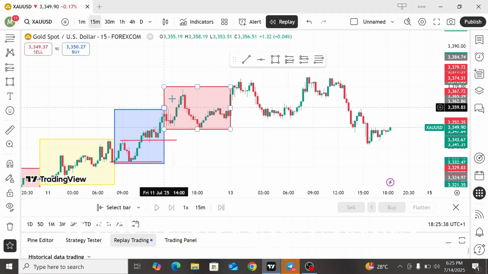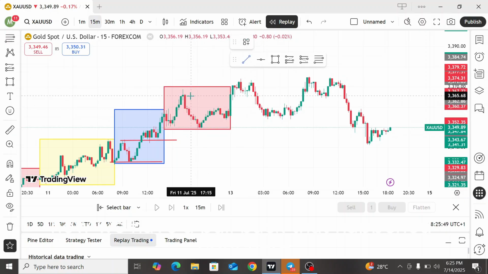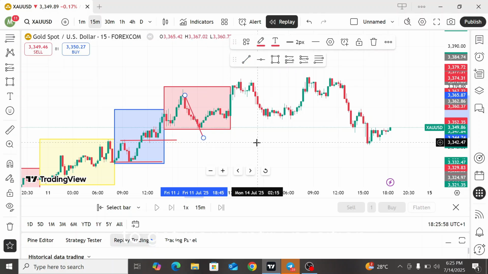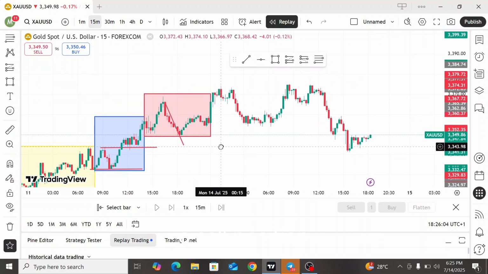So once we have a break of structure right here that happened on Friday, and it broke structure upward, this is the first pullback. Now we have a pullback that happened right here. All you need is 2 pullbacks to get your entry position. Remember, we are looking for a sell position. Now we have the first pullback happening right here.